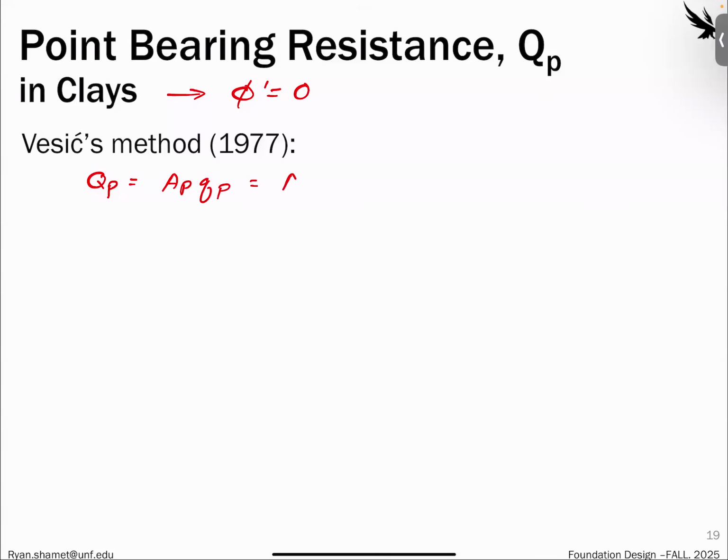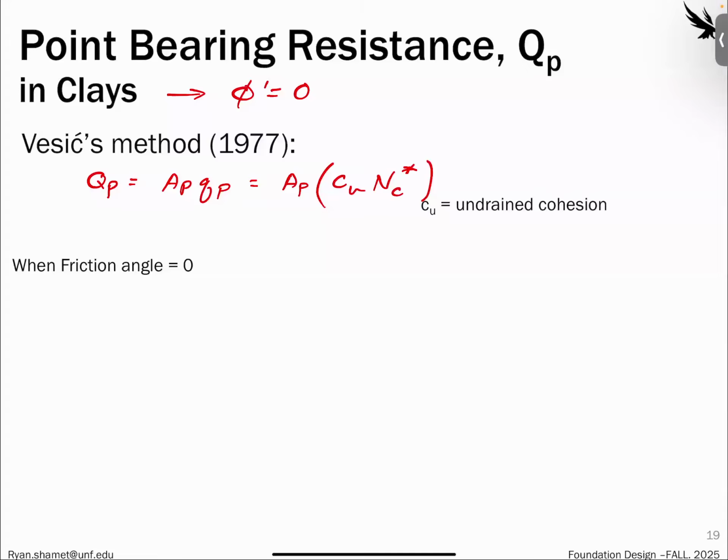But this QP is going to be similar to Meyerhof's. It's going to be an undrained shear strength or undrained cohesion. And then this cohesion bearing capacity term. Again, the Cu, same term as before, undrained cohesion, which is found from the undrained shear strength or estimated.